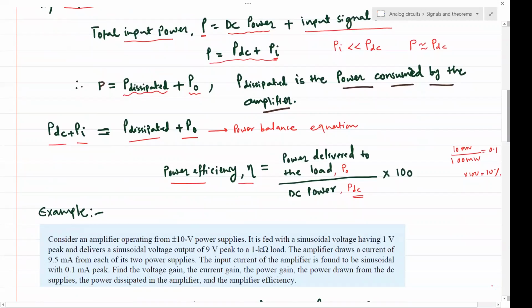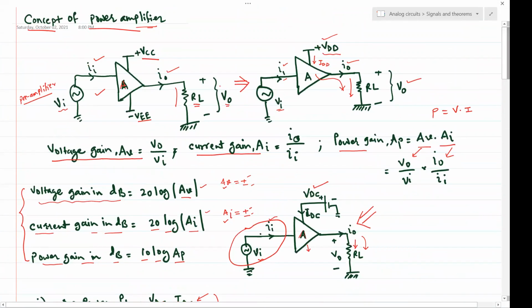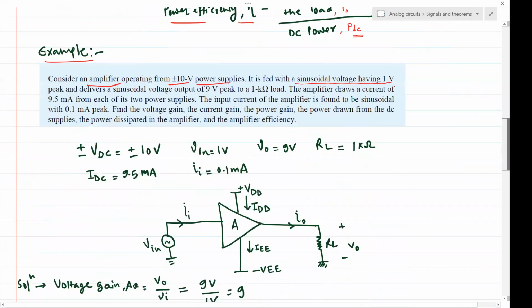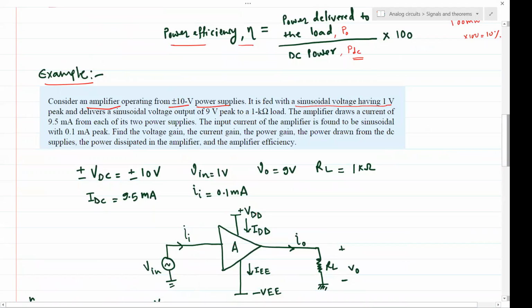Now let us take an example of how to design an amplifier, and if it is already designed with some specification, what we can understand. There is an amplifier here. It has plus minus 10 volt power supplies, as we've seen in the above block diagram. This amplifier is connected to the positive supply and the negative supply, so plus minus 10 volt. Let us take the schematic here. This is VDD and minus VEE, and they are plus minus 10 volt.